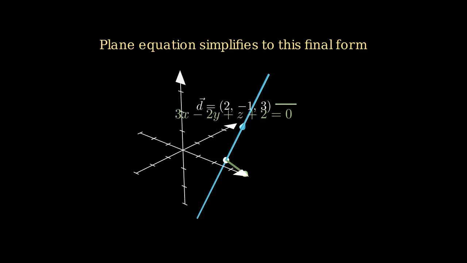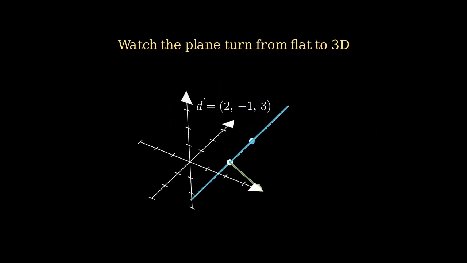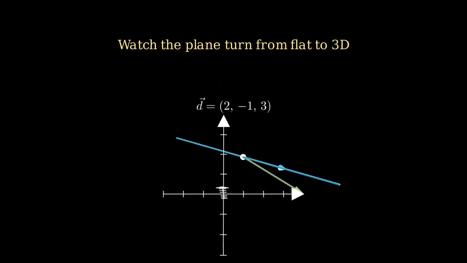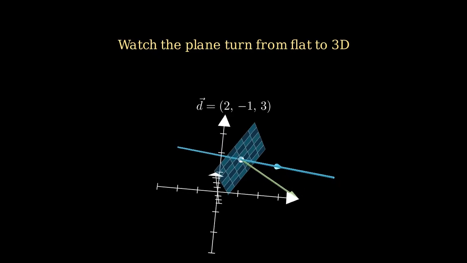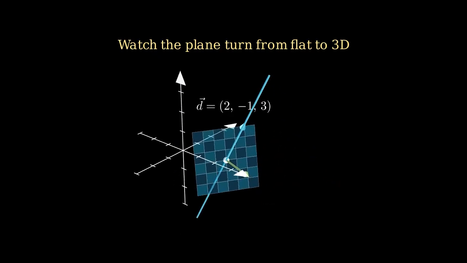On screen, watch the plane appear first as a flat two-dimensional cross-section, then watch it tilt and expand into the full three-dimensional plane with the normal vector sticking straight out of it, so you can see how the arrow controls the tilt of the plane.